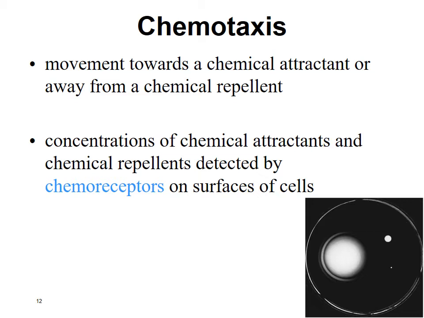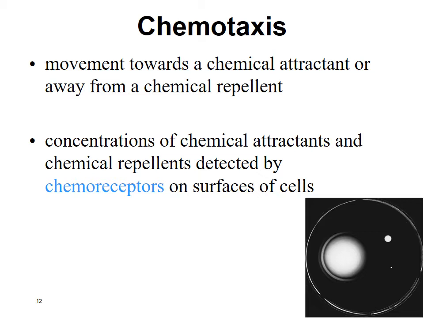When a repellent is placed in the nutrient agar dish, the bacteria will move away from the repellent, creating a clear zone around the disc. Concentrations of chemical attractants and chemical repellents are detected by chemoreceptors on the surfaces of the bacterial cells.